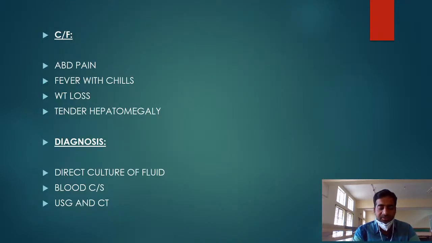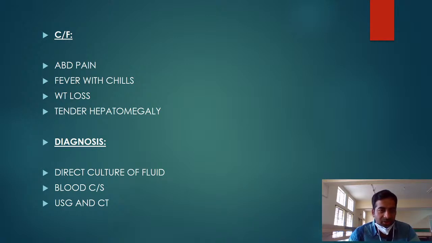So clinical features, most commonly patients present with abdominal pain, severe abdominal pain, and mainly on the right, from the epigastrium to the right hypochondrium, and with fever with chills, and the patient may complain of weight loss and tender hepatomegaly. The patient complains of severe pain on palpation.